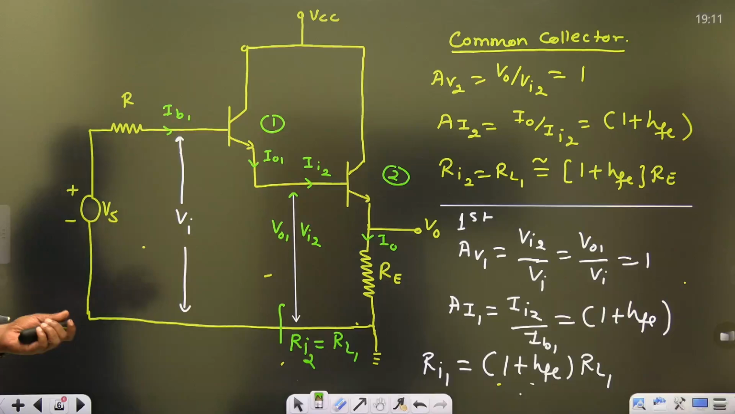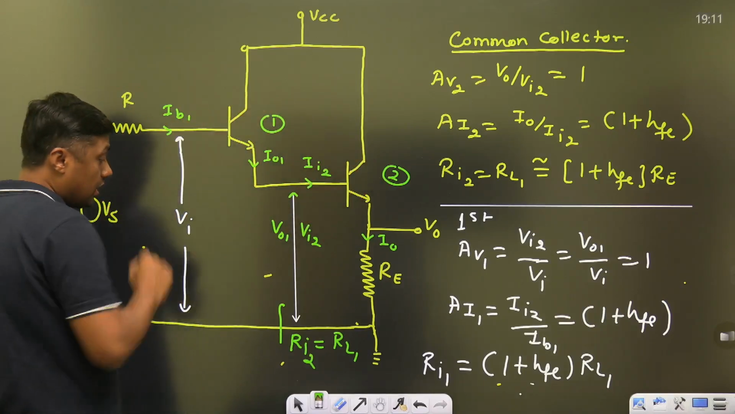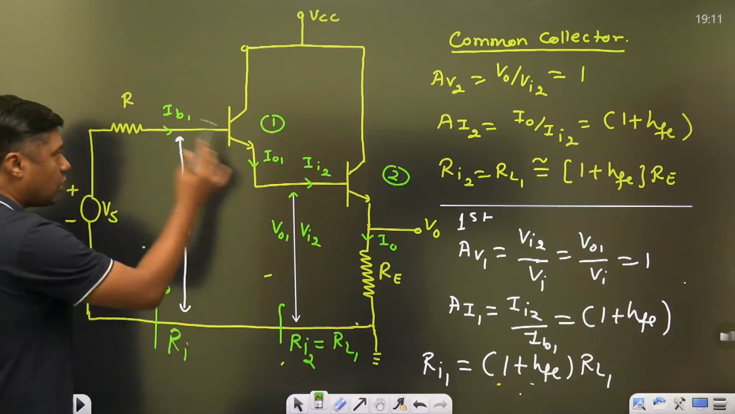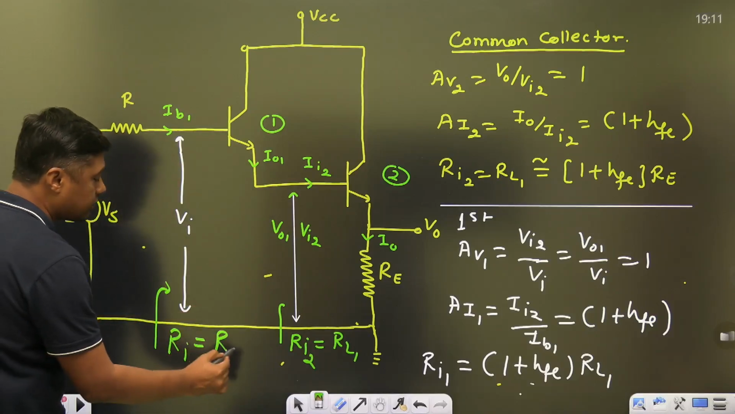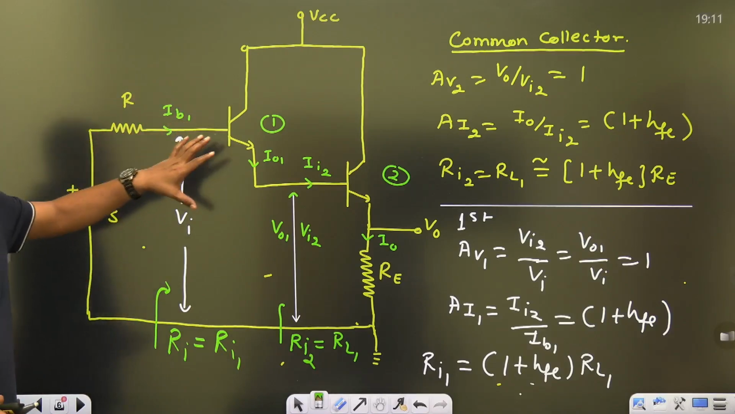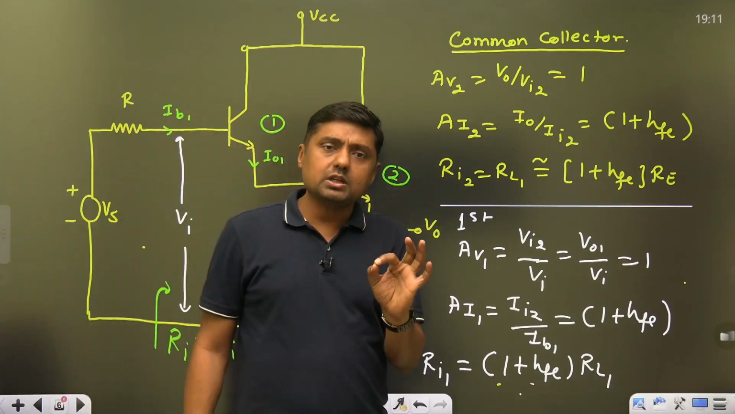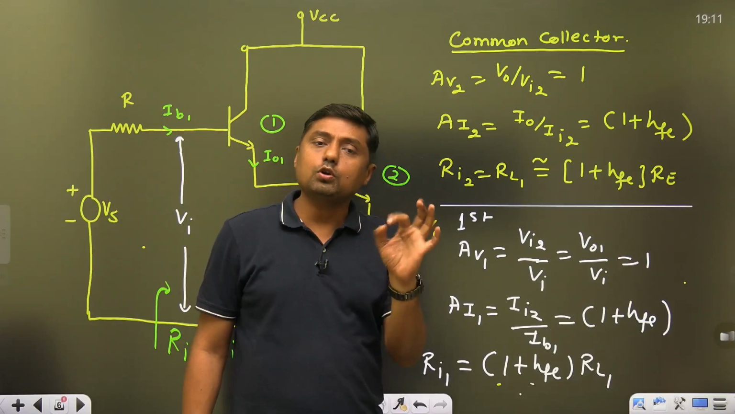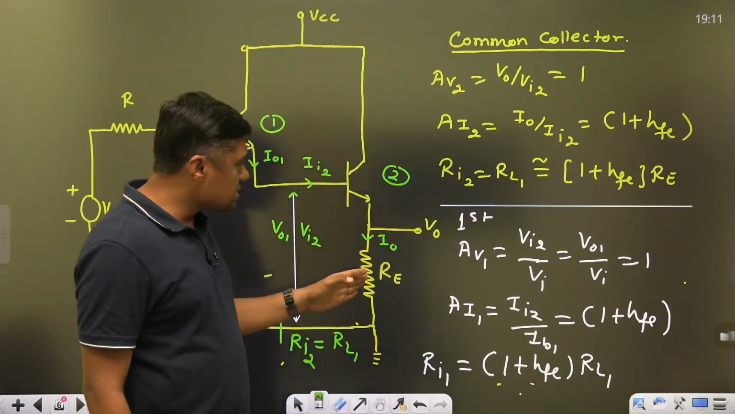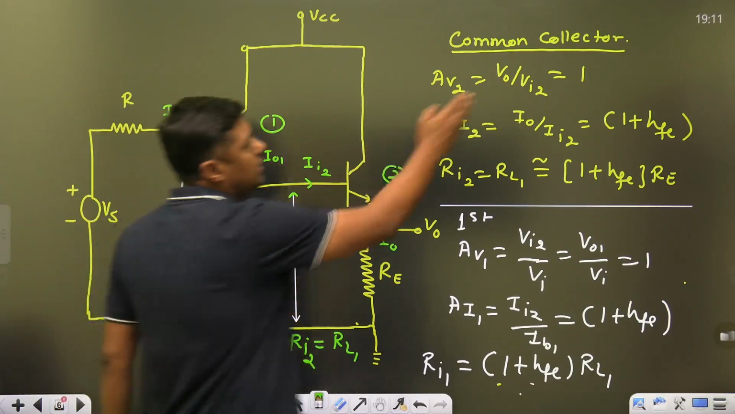Now look, this is the second stage common collector, first stage common collector, and we have to find the input resistance at this point, that is the overall input resistance or input resistance of the first stage, and overall current gain, overall voltage gain. It is second stage, it is first stage. Now for any common collector, voltage gain is nearly equal to 1. That's why it is called emitter follower. So the voltage gain of the second stage is V0 upon V01, so V0 upon V01 will become 1.